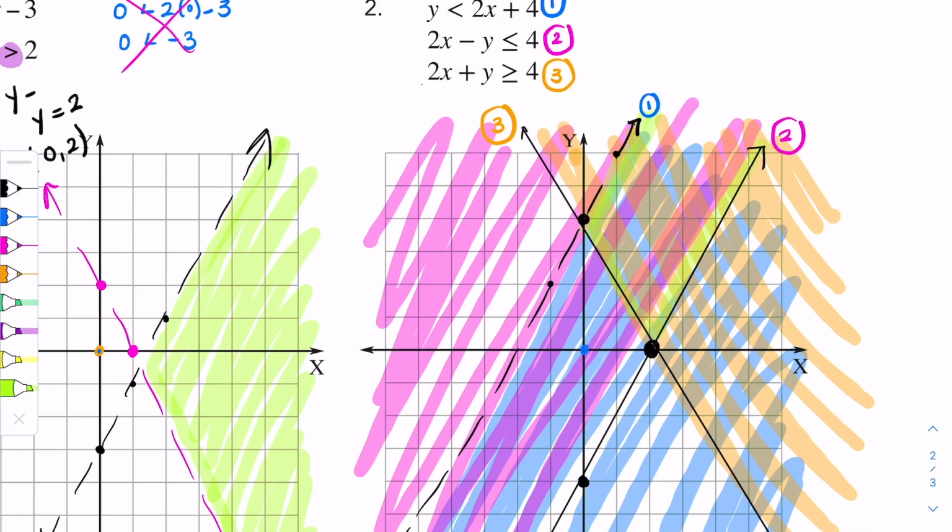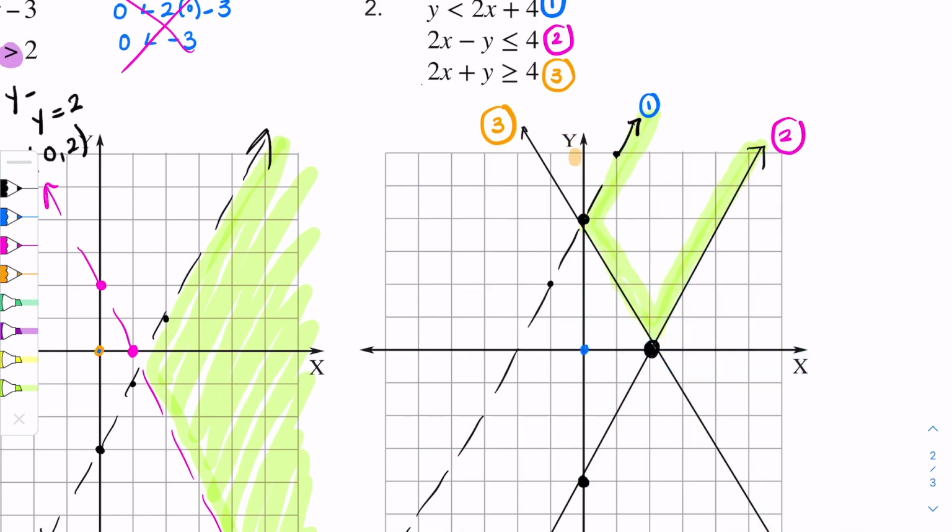All right, so where I am highlighting in green is the final solution. That green highlighted area is where all three colors, the blue for equation 1, the pink for equation 2, and the orange for equation 3, that's where they all overlap. So our final answer is just this shaded region here.